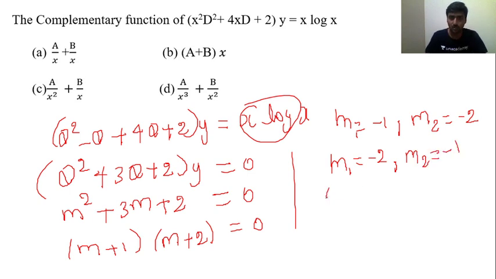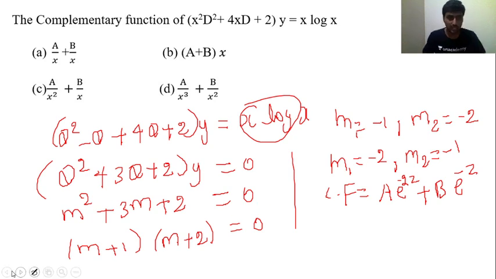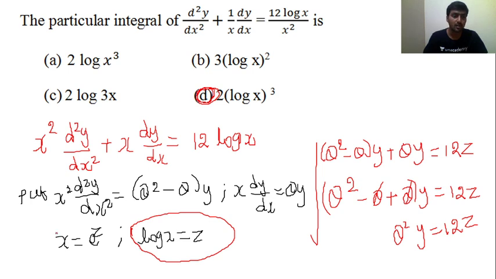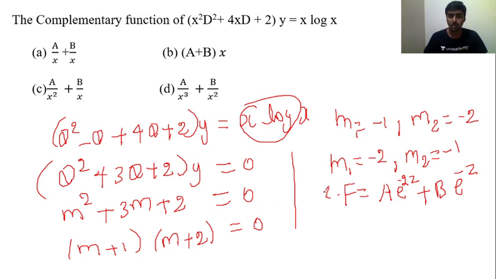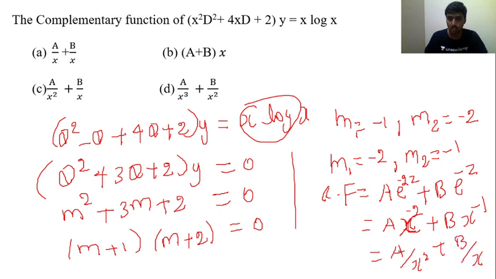Now the complementary function is equal to a into e power minus 2z plus b into e power minus z. As per the previous problem discussion, we are substituting x equal to e power z, so e power z equals x. So a into x power minus 2 plus b into x power minus 1. X power minus 2 is equal to 1 divided by x square. So a divided by x square plus b divided by x.